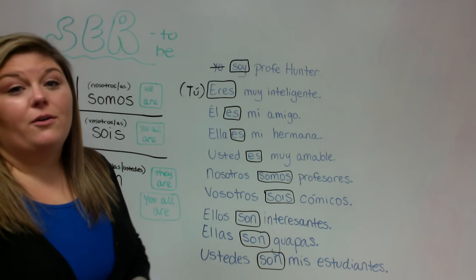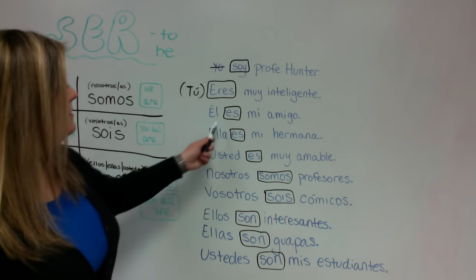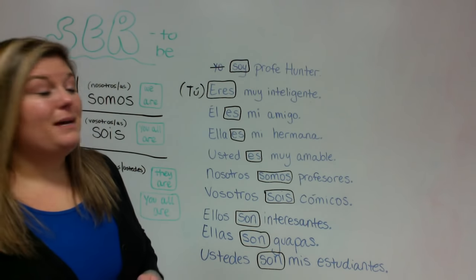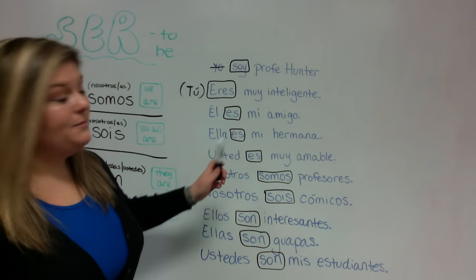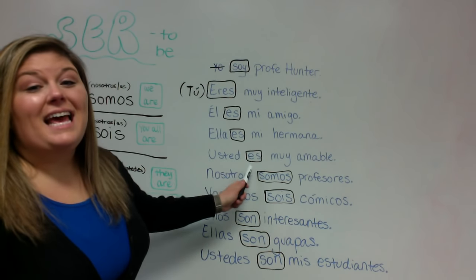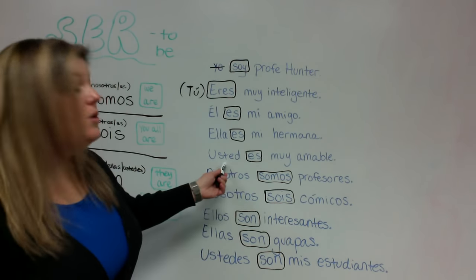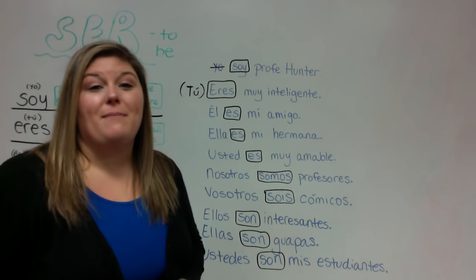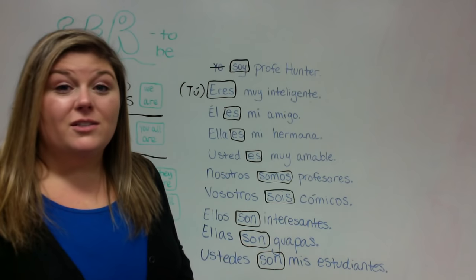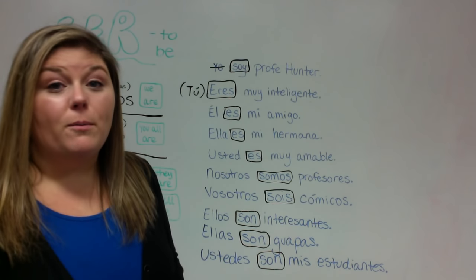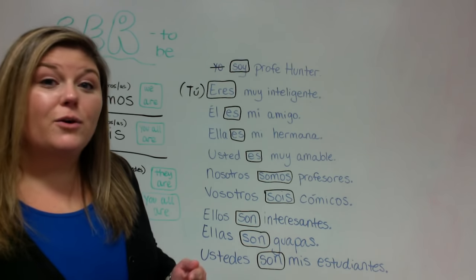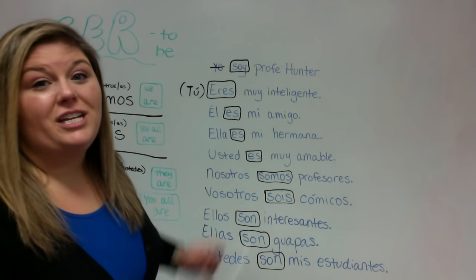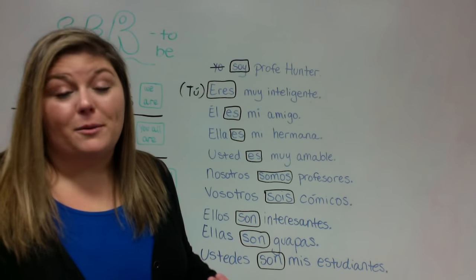Él es mi amigo. He is my friend. So is. Ella es mi hermana. She is my sister. Es. Usted es muy amable. You are very nice or kind. So usted es muy amable. Remember, usted also means you, but we're going to use it in formal context. And it's always going to follow the same conjugation as the he and she form. And this will be for every verb in Spanish.